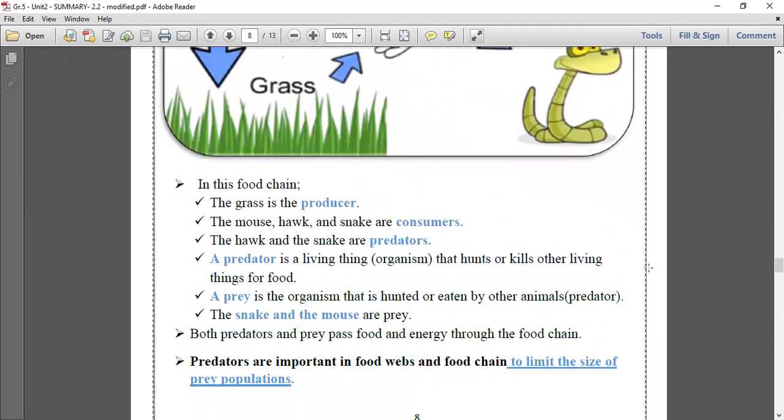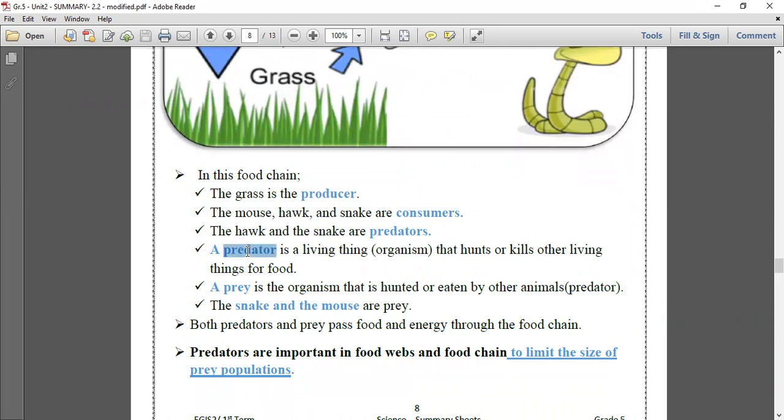So what is the meaning of the term predator? A predator is a living thing or an organism that hunts or kills other living things for food. This is an organism or an animal that hunts and kills other living things for food. So what about the organism that is hunted or killed? Actually, it is called a prey. Prey is the organism that is hunted or eaten by other animals, which are the predators. The snake and the mouse are the prey. Both predators and prey pass food and energy through the food chain.